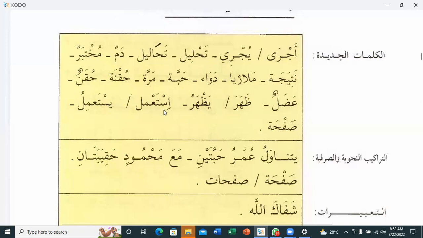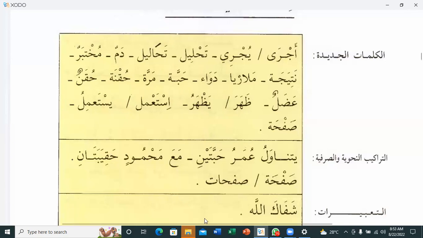Huknatun, injection. Hukanun, injections. Adalun, muscles. Zahara, appeared. Yazharu, he's appeared. Istamala, used. Yastamilu, he's used. Safhatun, fridge. Safhatun, page. Okay, page.